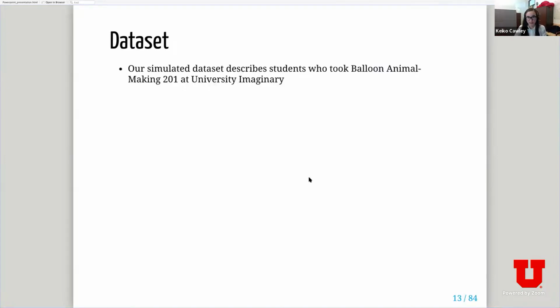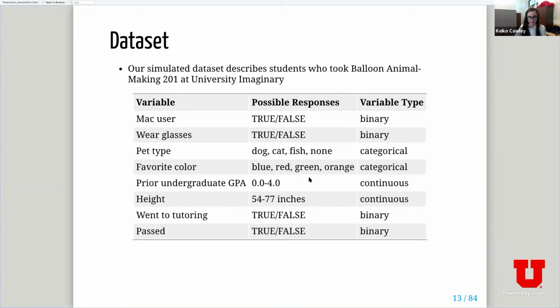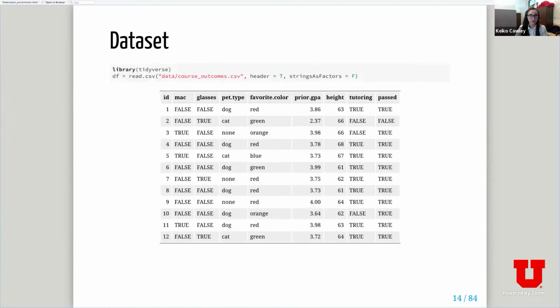So our simulated data set describes students who took Balloon Animal Making 201 at University Imaginary. And these are all of the variables in that data set. So we have Mac user, possible responses true, false, pet type, a student could have a dog, catfish, or no pet. And basically when we were creating the data set, we just wanted to make sure we had a good mix of variables. So we have binary, categorical, continuous. If you were to import the data into R, this is the CSV file if you're interested. This is kind of a snapshot of what the data would look like if you were to import it.